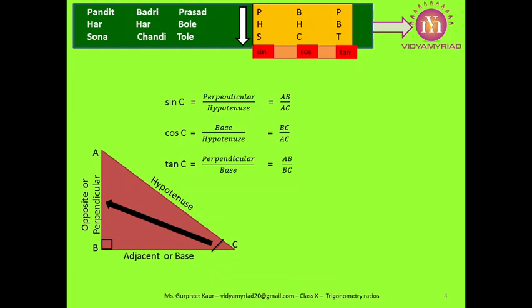Same way, let's talk about T. T means tan. Now tan is P upon B. What is P? Perpendicular, and B is base. Perpendicular upon base. And what is perpendicular? AB. And what is base? BC. So AB upon BC. So this is how you can very easily remember sine, cos and tan, which is your arrow downwards.